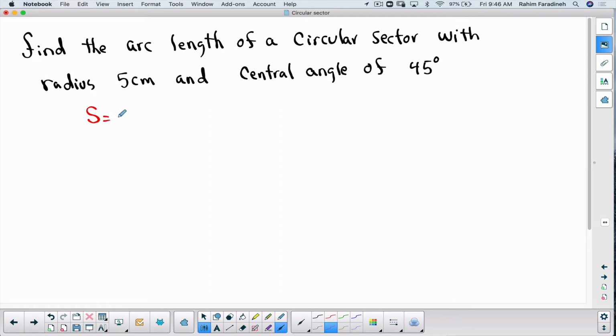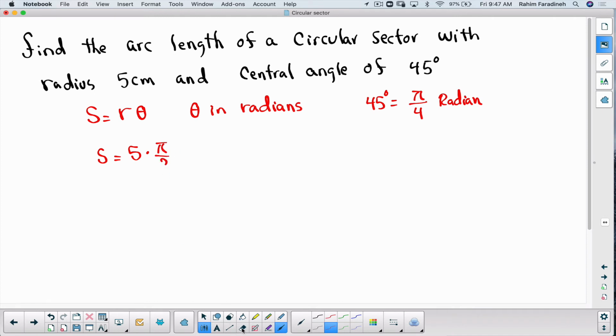Well, the formula for the arc length is s equals r times theta. But we need to pay attention that theta must be in radians. Now, we're given the radius of 5. And the 45 degree central angle in terms of radians is pi over 4 radians. So the answer is 1.25 pi centimeters.